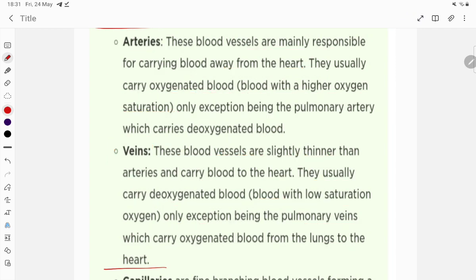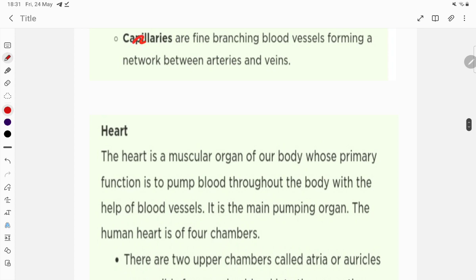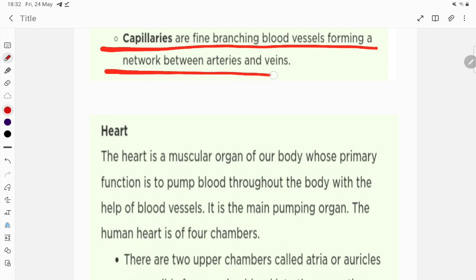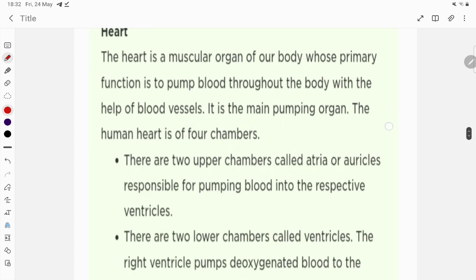This is there. Now the last one is capillaries. Capillaries are fine branching blood vessels forming a network between the arteries and the veins. Now we are going for the heart. Now see the heart, student.